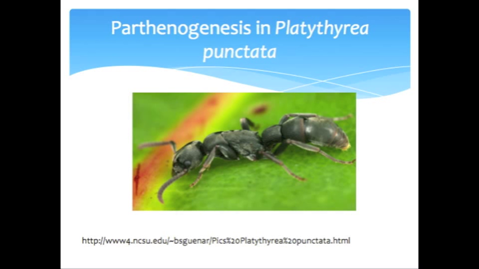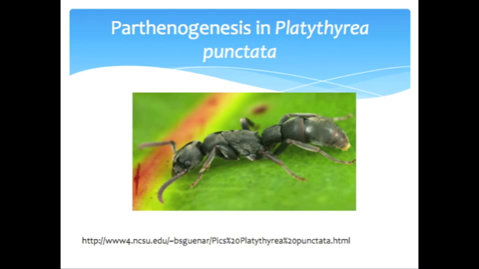Platythyrea punctata, a species of ant, is an invertebrate that reproduces through facultative parthenogenesis. The colonies in certain locations have the capability to reproduce through thelytoky. Thelytoky is an example of parthenogenesis where the females are produced from unfertilized eggs, resulting in males being rare in the population. Parthenogenesis is most prevalent when resources are limited.